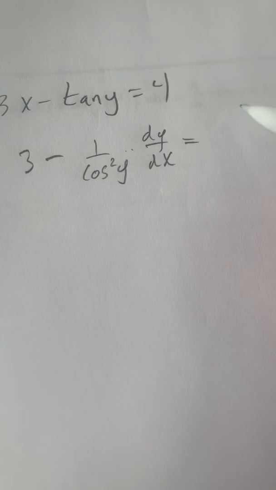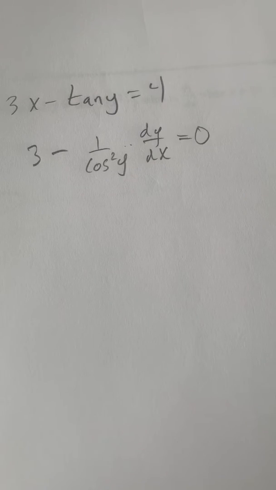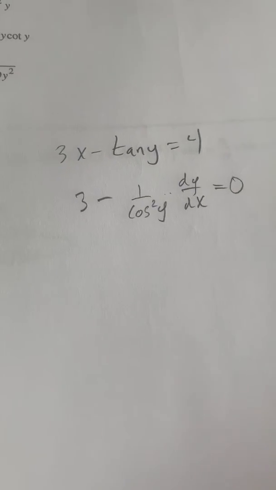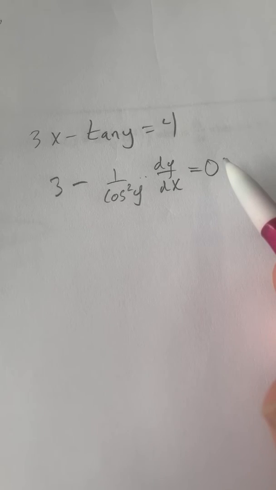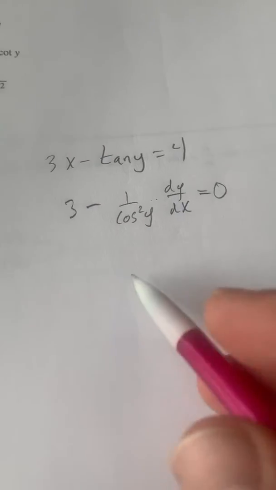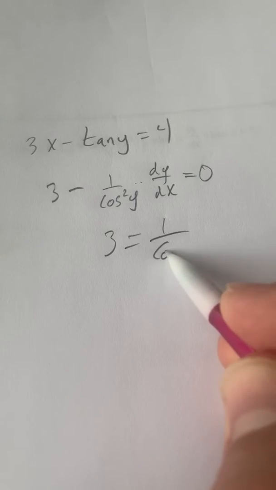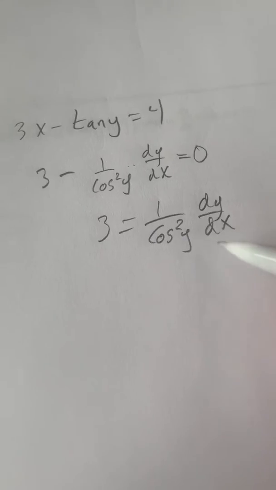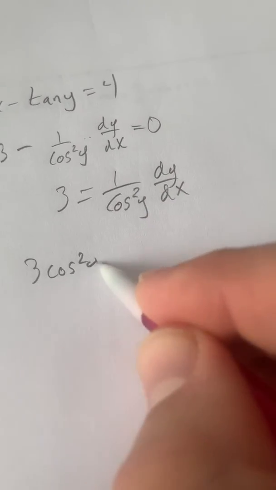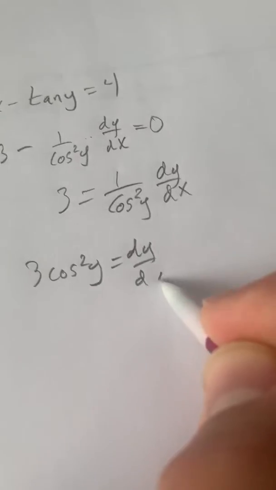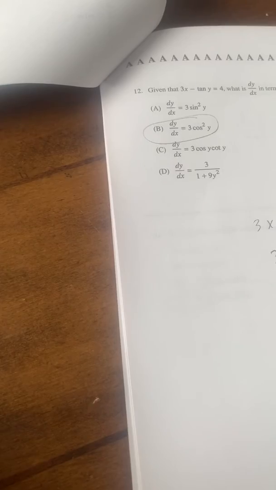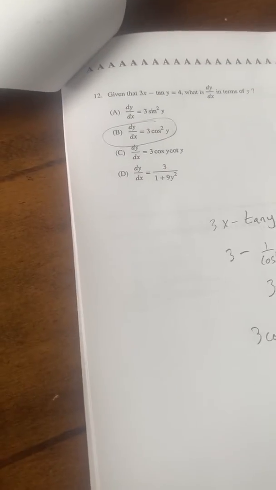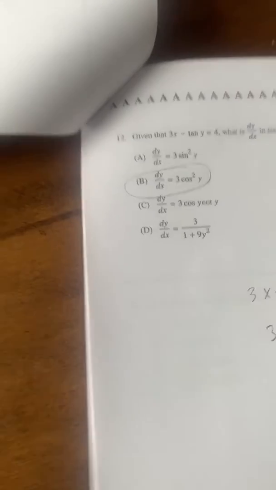Equals the derivative of 4, which is 0. Okay, so if I'm going to solve for dy dx, I would add this whole thing over there. So I get 3 equals 1 over cosine squared y times dy dx. And then if I want to solve for dy dx, I'm going to multiply both sides by cosine squared. So I get an answer of B. Give me 1 sec here, I'm just verifying that. Okay, looks good.